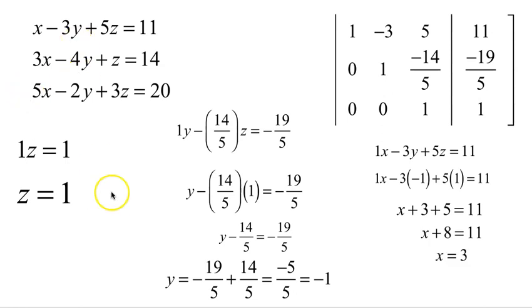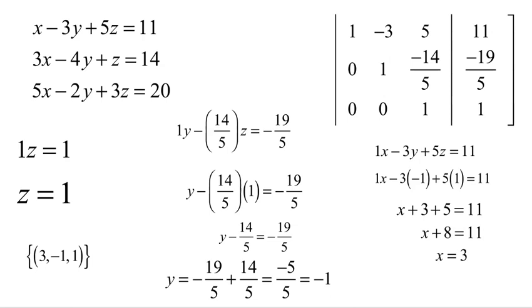So these are not 3 lines. These are actually 3 planes. They intersect in a single point at the point where x is 3, y is negative 1, z equals 1. I encourage you to either check on your calculator or do a mental check, some way to make sure that that set of values satisfies each of the 3 equations, which it does. So our answer is 3, negative 1, 1.